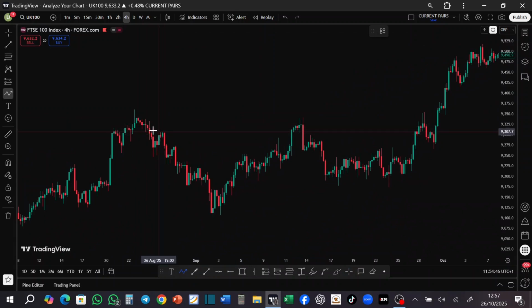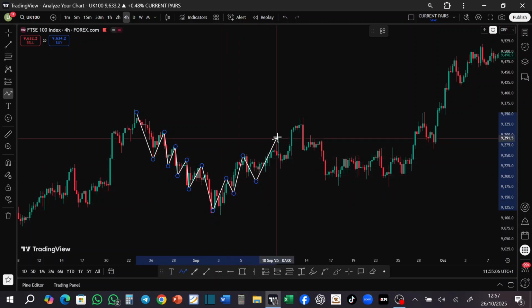So it was a higher high, then it made a lower low, lower high, lower low, lower high, lower low, lower high, lower low, lower high, lower low. Then it changed. It made higher high, higher low, higher high, higher low, higher high, higher low, higher high, higher low. Then it changed again.